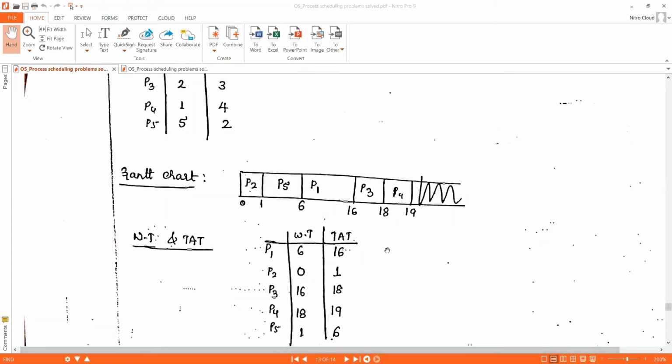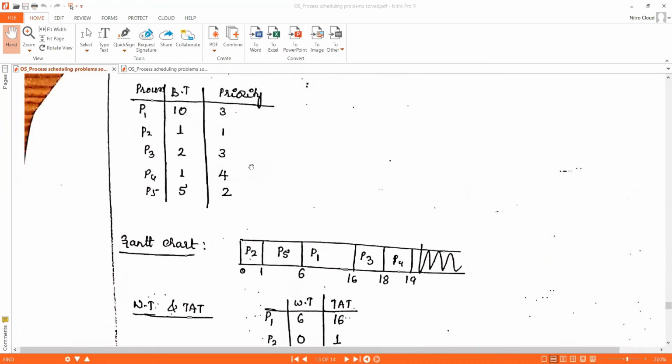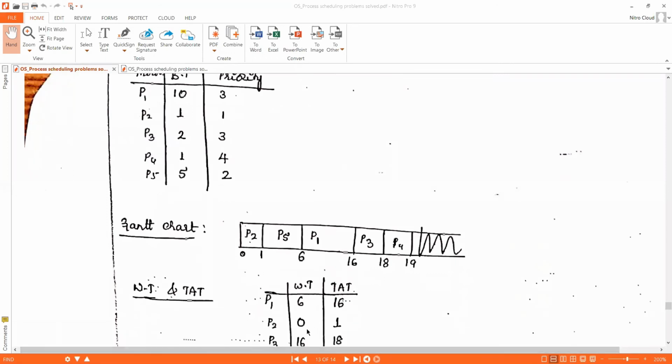Okay, now that we know the waiting time, we know how to find the turnaround time. Turnaround time is burst time of the process plus its waiting time. Okay, process 1's burst time is 10 milliseconds plus process 1's waiting time is 6 milliseconds. 10 plus 6, that is 16 is the process 1's turnaround time. Next, process 2's turnaround time. The burst time of process 2 is 1 millisecond plus waiting time 0 milliseconds. 1 plus 0, 1 is the turnaround time for process 2.